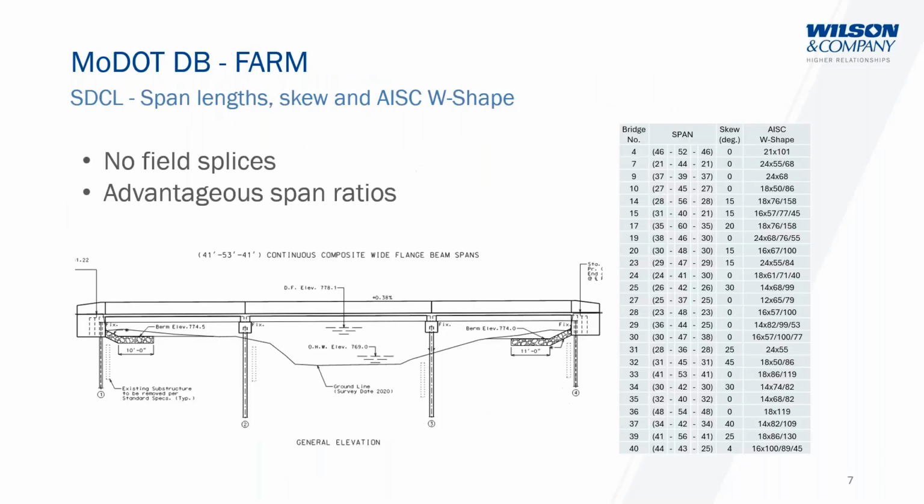This is the layout of all the bridges that we did SDCL for on the farm. Over here on the right, I've shown a representation of the span arrangement along with the skews and the W shapes that we used, to give everybody an idea. We had pretty shallow girders for the project. We had pretty short spans as well.